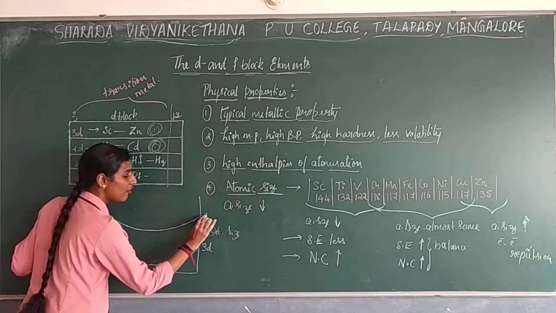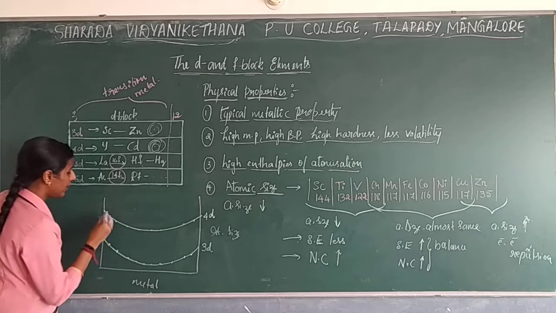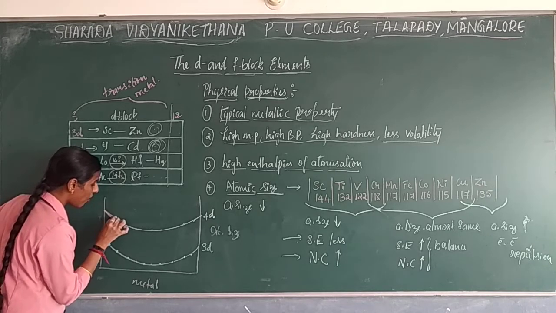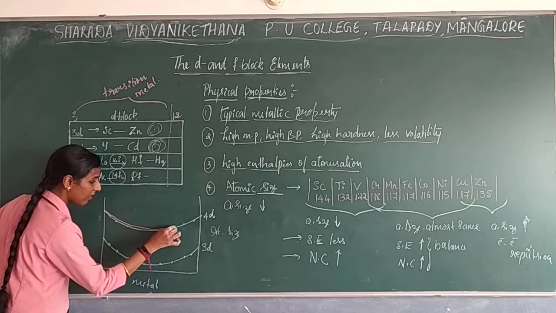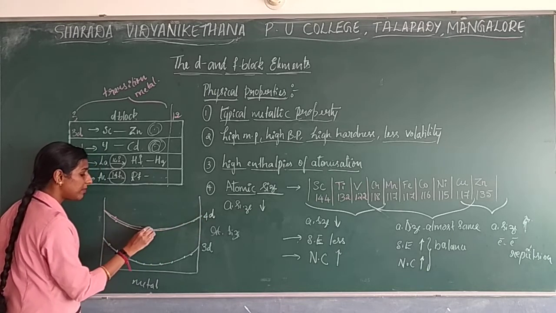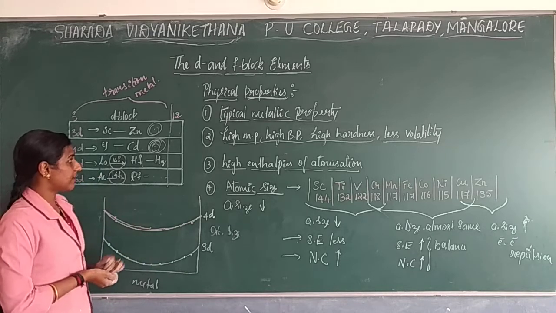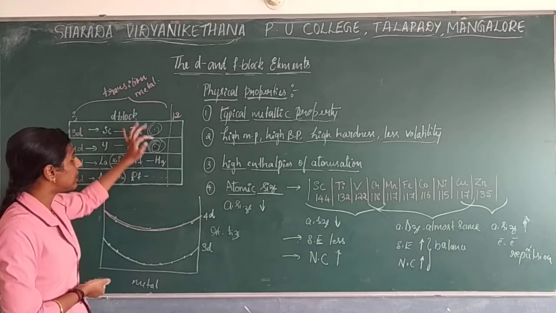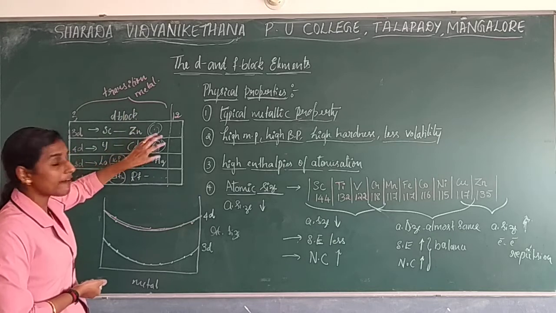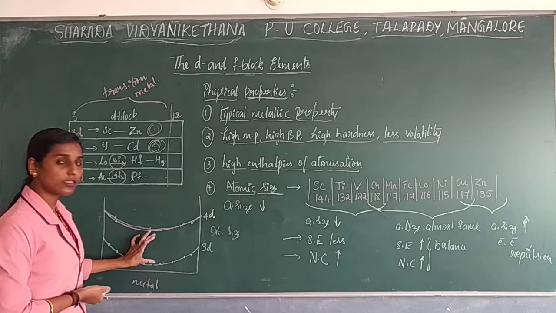So consider this is for 4D. Now for the 5D series, when you draw it, you will get a graph in this form. What is the difference between these? As I said, as you move down the group, when you compare this and this, it will have more shells. So the size is more, the difference of the size will be more.